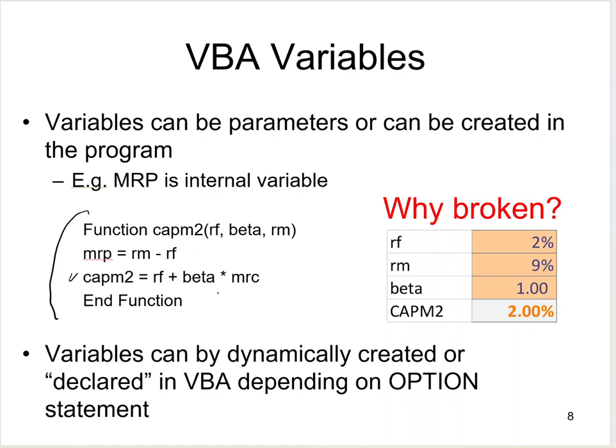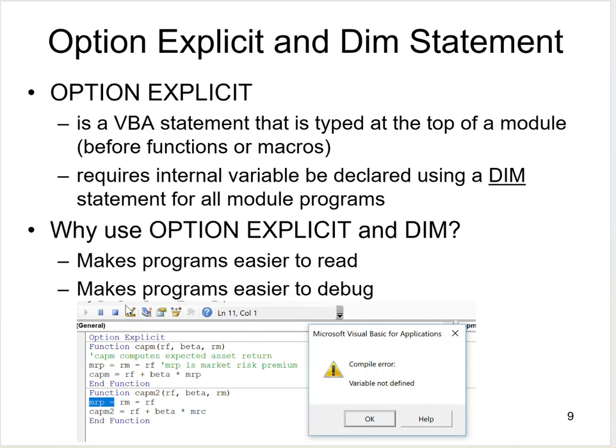So variables can be created dynamically, just like this case. MRP and MRC are dynamically created variables, or you can create them by first dimming them, meaning using a statement called Dim, which declares the variable. Once you dim or declare the variable, you can then use it. Dim is an optional statement. However, if you have at the top of your module a statement that says Option Explicit, then you're required to dim all variables. So Option Explicit is a very important thing to understand.